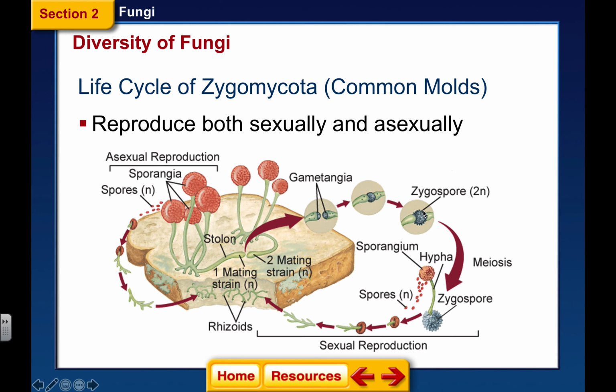They form a 2N structure, which is diploid, called a zygospore. Now, because it's diploid, it's going to have to undergo a division, meiosis, and it's going to split into haploid, and then they're going to fall on favorable conditions, and we have the new hyphae.